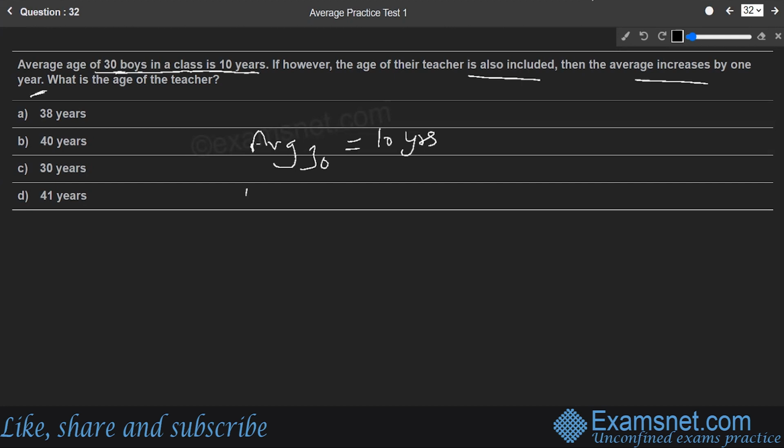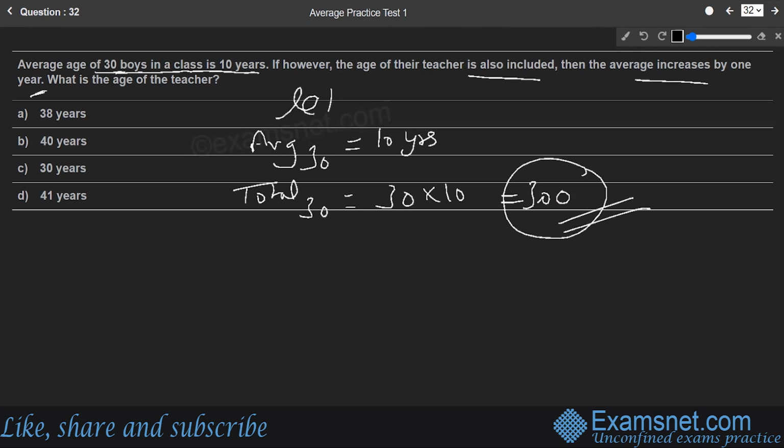So that means what is the total age of 30 boys? It's going to be 30 into 10, that is 300 years. So if you add the ages of all the children, the sum of the ages is 300 years. Now he said the age of the teacher is also included.